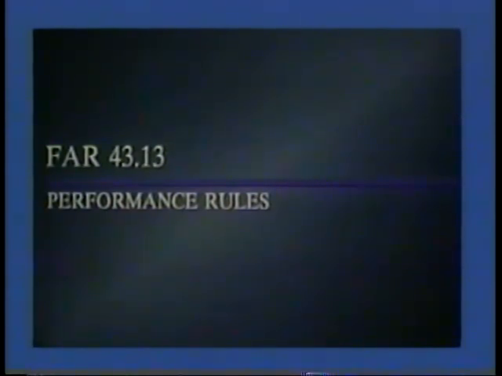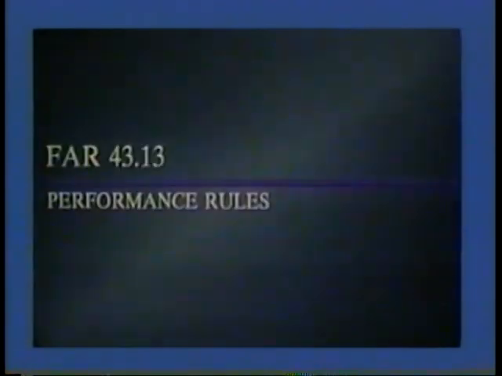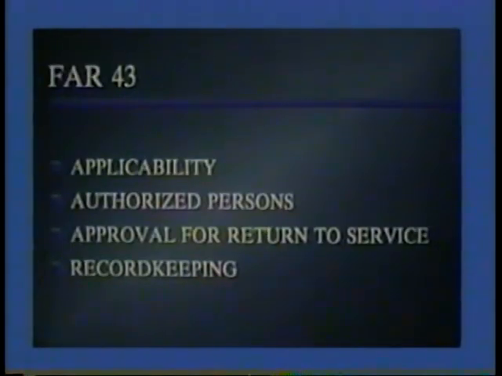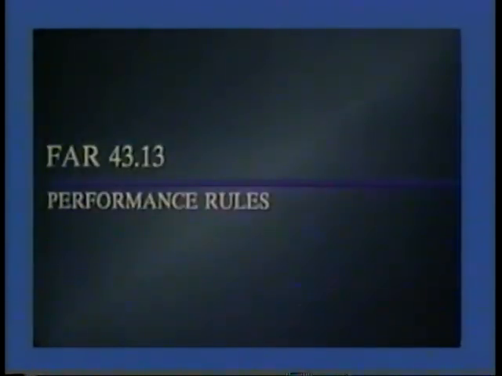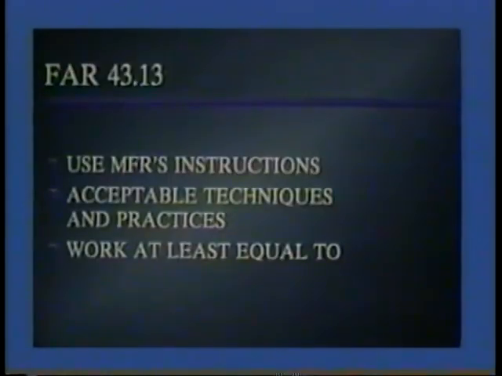So far, we've looked at four of the five major elements in FAR 43. Applicability, authorized persons, approval for return to service, and record keeping. The fifth element, performance rules, FAR 43.13, sets the standard of workmanship that the aviation technician must meet for maintenance and inspection. It requires that you use manufacturer's instructions, acceptable techniques and practices, and that the work must be at least equal to the product's original or properly altered condition.